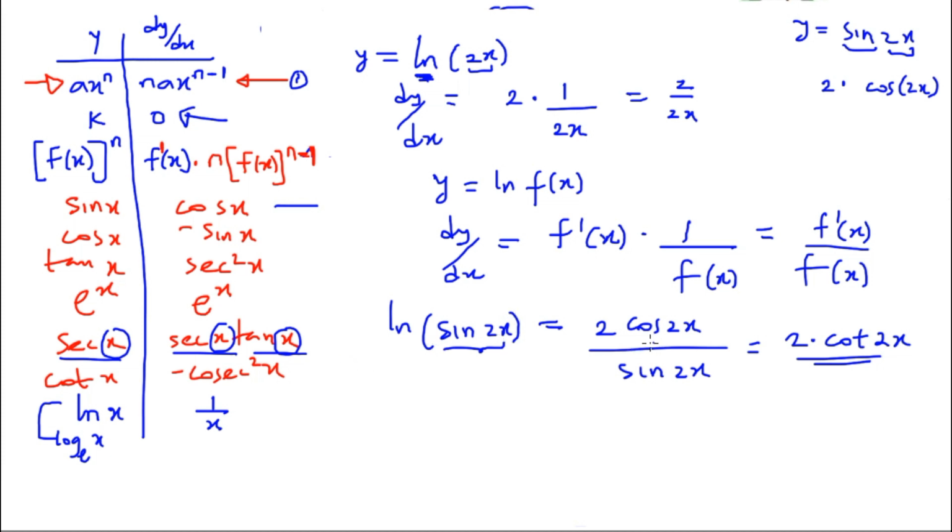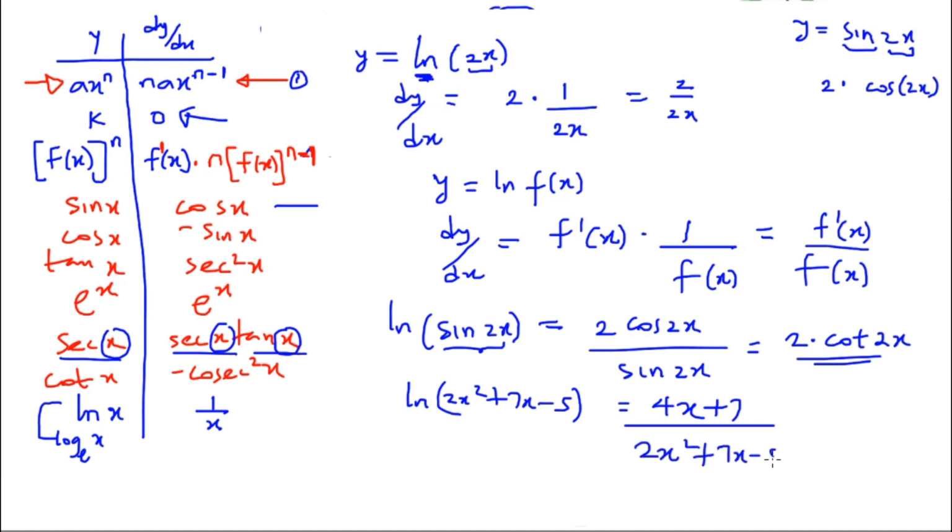But now let's say I have another function, the ln of (2x squared plus 7x minus 5). We apply a bracket just to make it look moderate. So I should have 4x plus 7, that's the derivative of what I have inside the function, upon 2x squared plus 7x minus 5, and that's the right answer for that.